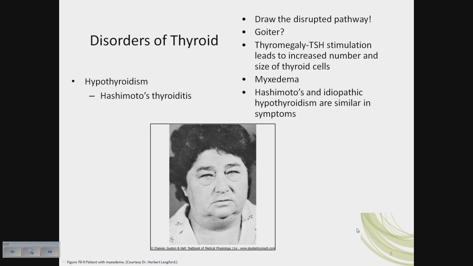So Hashimoto's disease and idiopathic hypothyroidism will have similar symptoms. Idiopathic hypothyroidism simply means that some cellular problem is occurring in the follicular cells, whether it be the peroxidase or the organification of the thyroid hormone. Something's going wrong and they're not making competent thyroid hormone.